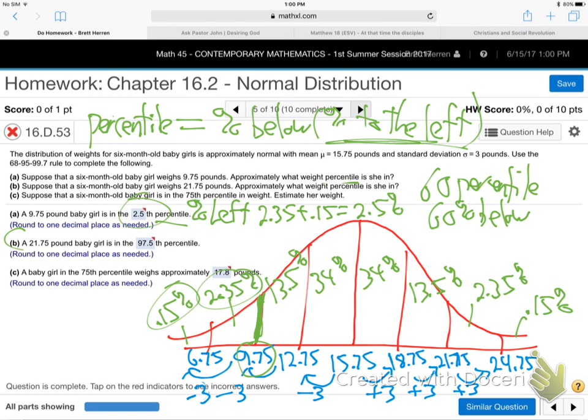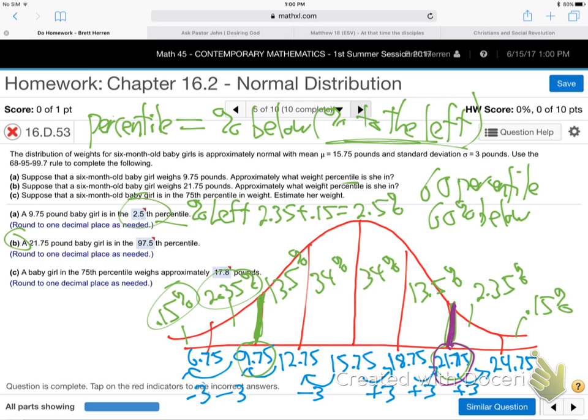Okay, let's do B here. Question B. A 21.75 pound baby girl. What's her percentile? 21.75. There's 21.75 right there. And they're asking percentile.